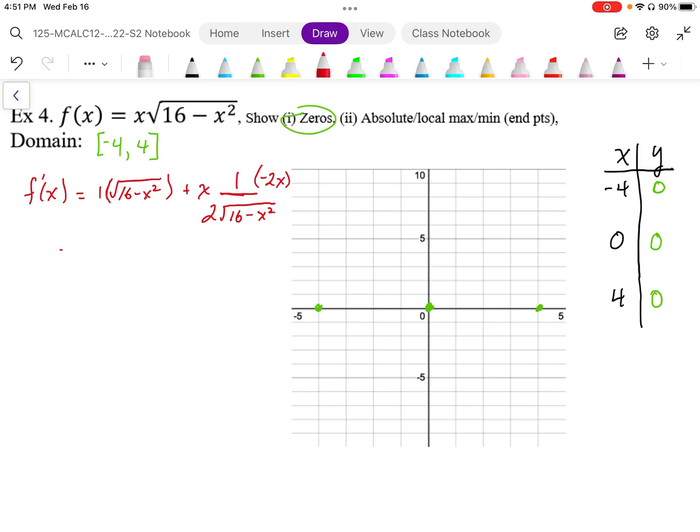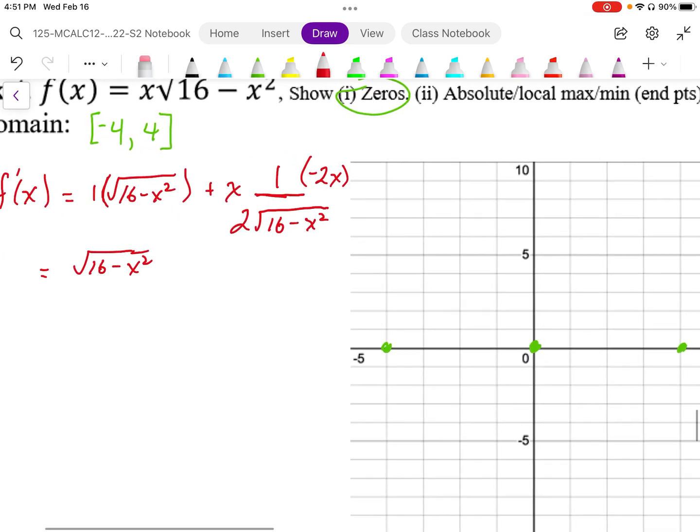Okay, so we want to simplify this expression. So I'm going to end up with square root of 16 minus x squared. Okay, the 2's are going to cancel out. I'm going to watch my signs. So I'm going to end up with minus. In the numerator, I'm going to end up with x squared. In the denominator, I end up with square root of 16 minus x squared.